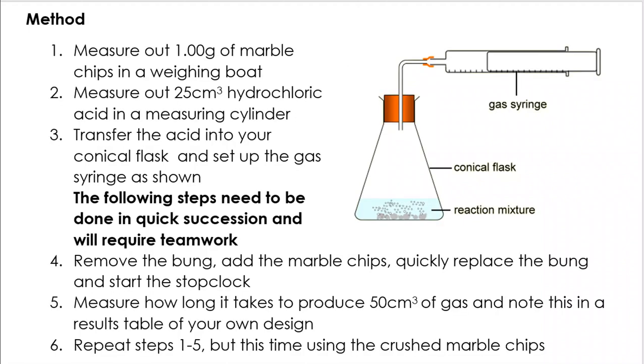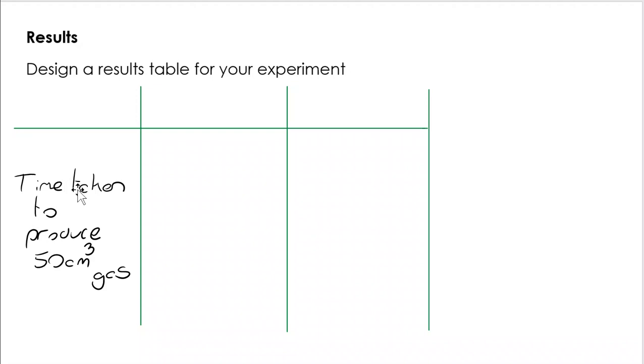Now, one thing that you might be expected to do is design a results table. How would you design a results table for this? Let's take a look. I'm going to put one together here. I think the important thing whenever you're designing a table is keep it simple. We want to know the time taken to produce 50 centimetre cubed of gas. That's the dependent variable. It's the thing we're measuring as a result of changing the independent variable.